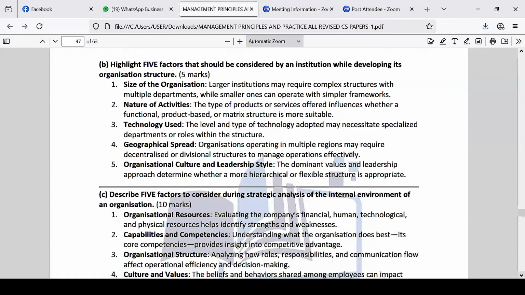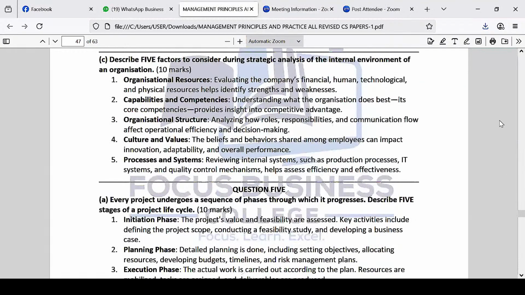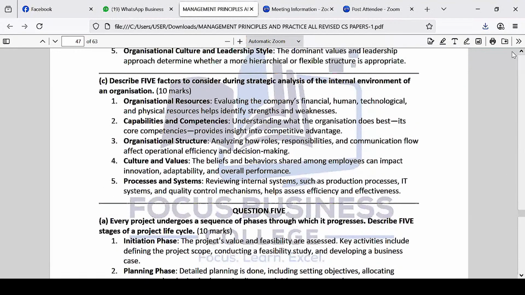Next question is asking: describe 5 factors to consider during analysis of the internal environment. This question is basically asking you to explain some of these internal factors of the company.